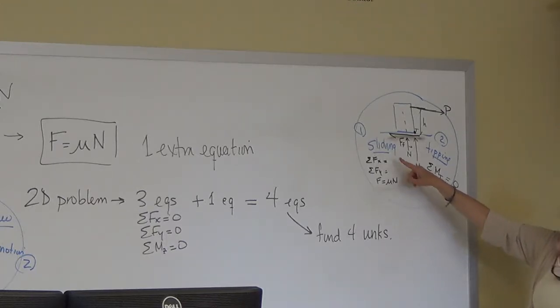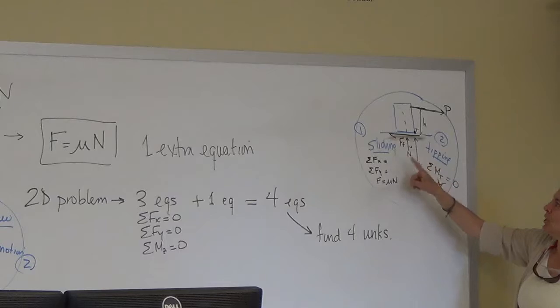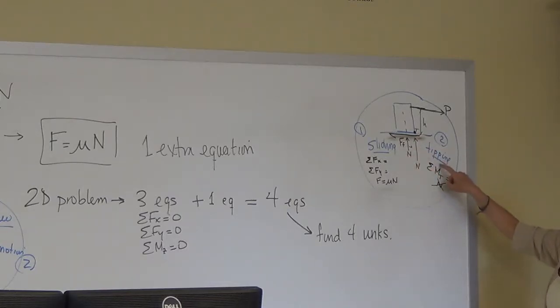Does everybody get that? For the regular free body diagram, the normal's in the center, but when you analyze it for tipping, your normal moves here, and when you do the sum of the moments about the tip, there's no normal in that equation.